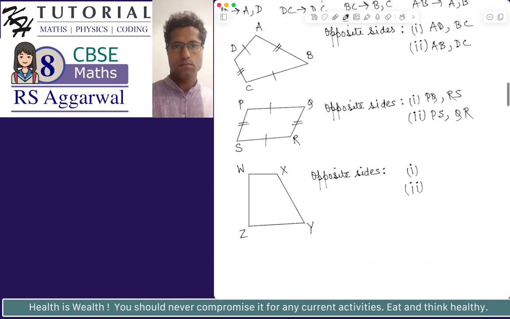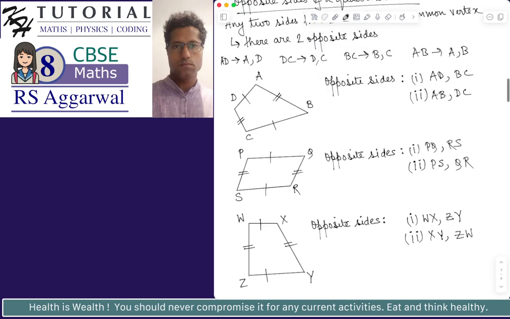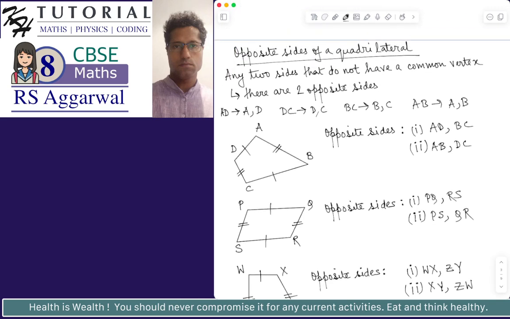Okay. Now for the third quadrilateral, the first pair of opposite sides will be WX and ZY, and the other pair of opposite sides will be XY and WZ. So XY and ZW. It does not matter if you name it WZ or ZW, it means the same thing, same side. Okay, so this is a pair of opposite sides of a quadrilateral.